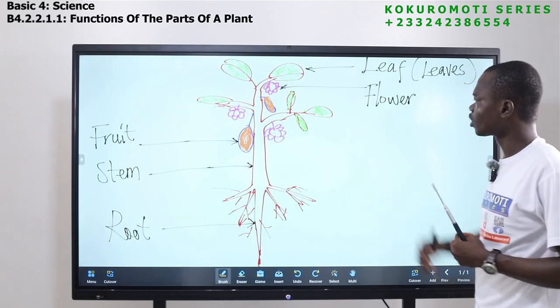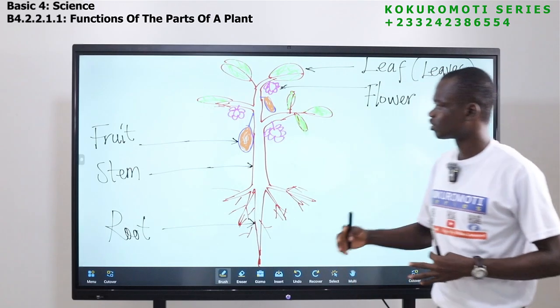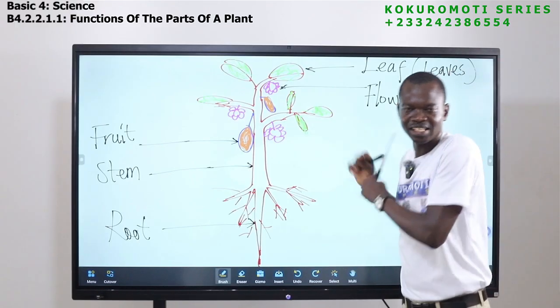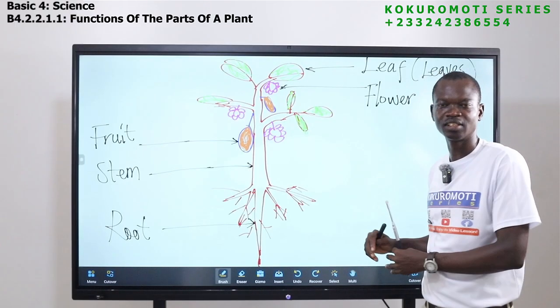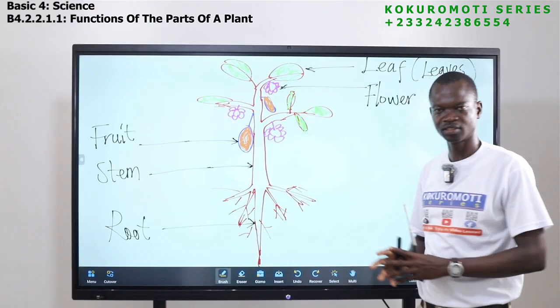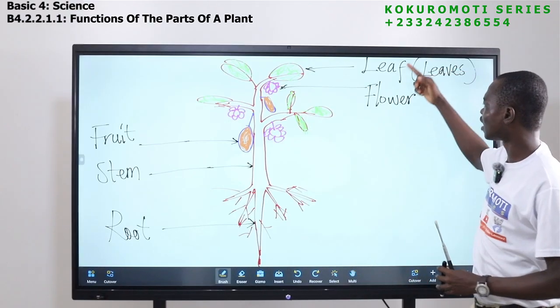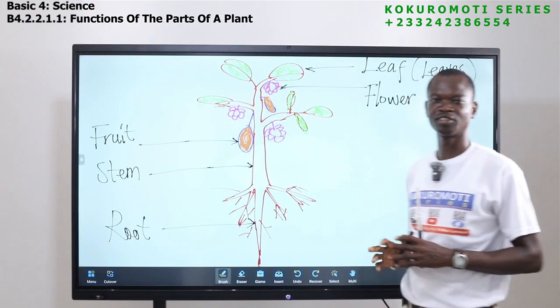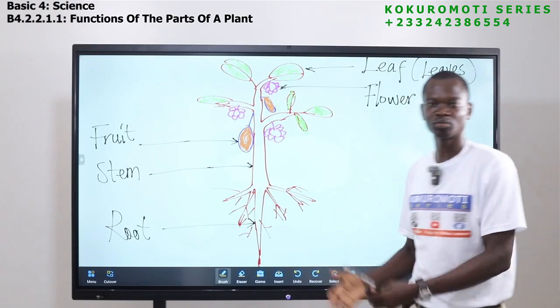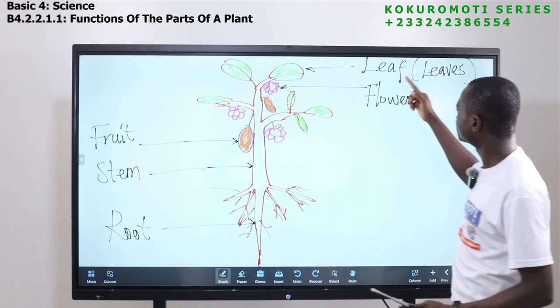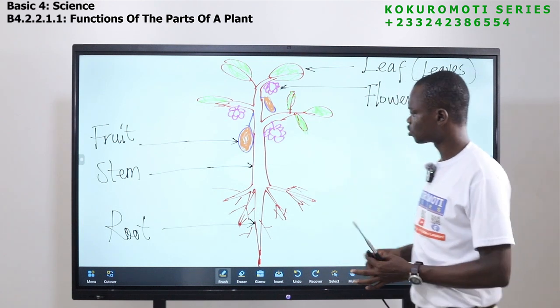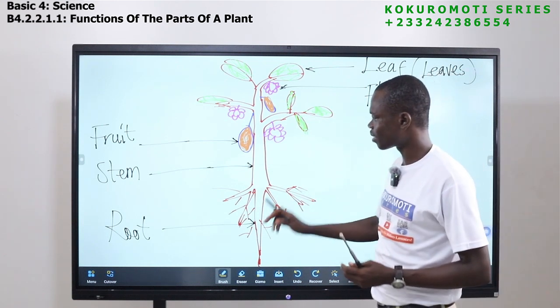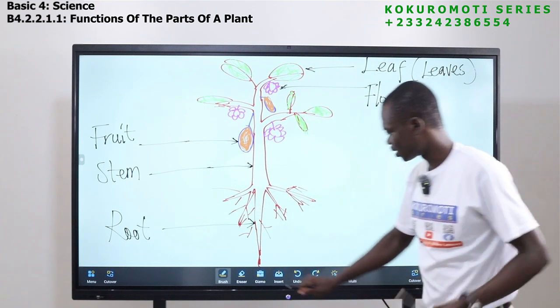Okay. How many parts form the shoots here? How many parts on the board? How many parts of the plant form the shoots? So we have 1, 2, 3, 4. 4 parts. Now, what are they? Leaves, flowers, fruits, stem. So the shoots refers to the parts that are above the ground.